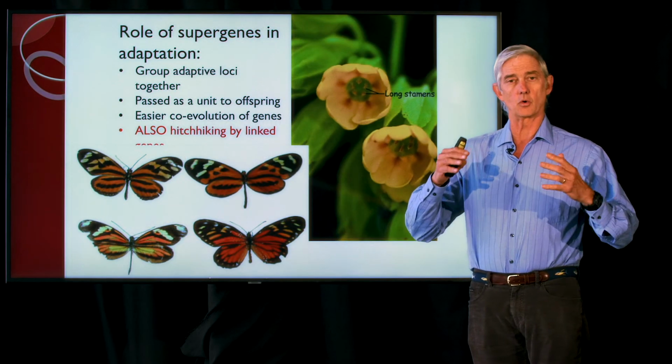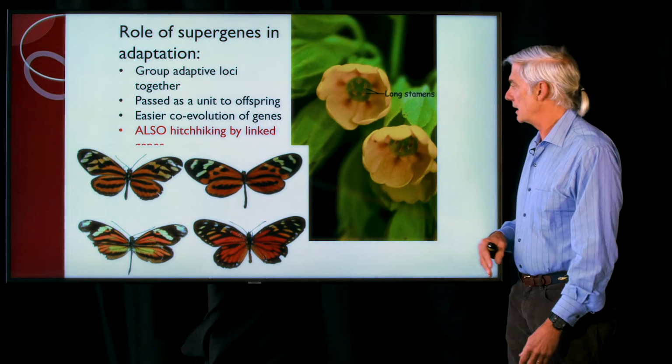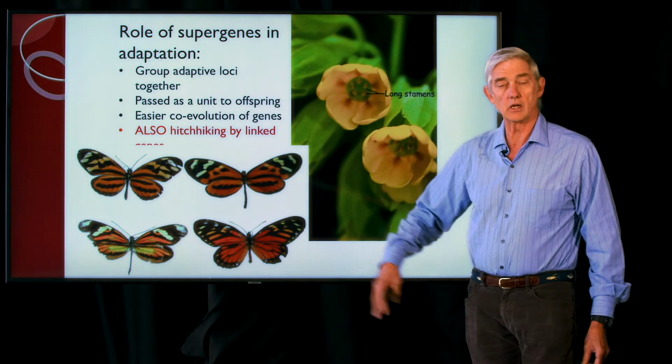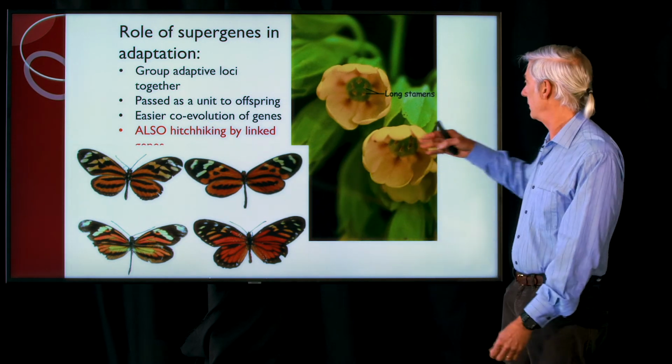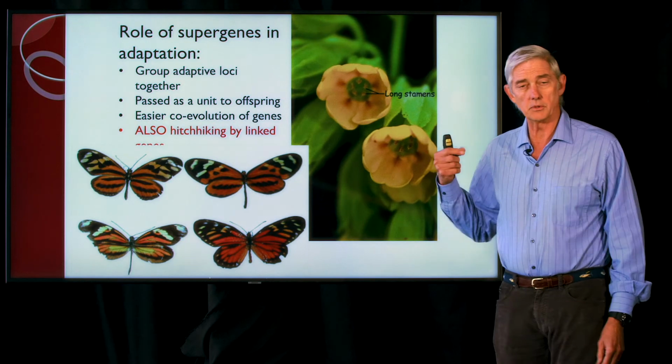And we've seen that kind of organization in the genome in a bunch of different places, like in different color morphs of butterflies, in the lengths of stamens in these particular plants.